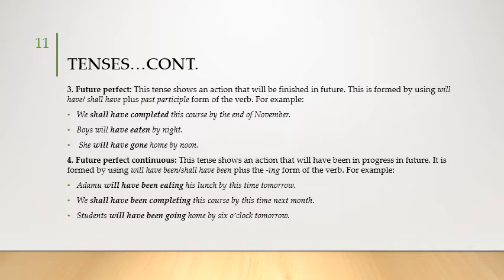We also have future perfect continuous. This tense shows an action that will have been in progress in the future. It is formed by using will have been or shall have been plus the ing form of the verb. Adamu will have been eating his lunch by this time tomorrow. We shall have been completing this course by this time next month. Students will have been going home by 6 o'clock tomorrow. All these are examples of future perfect continuous.